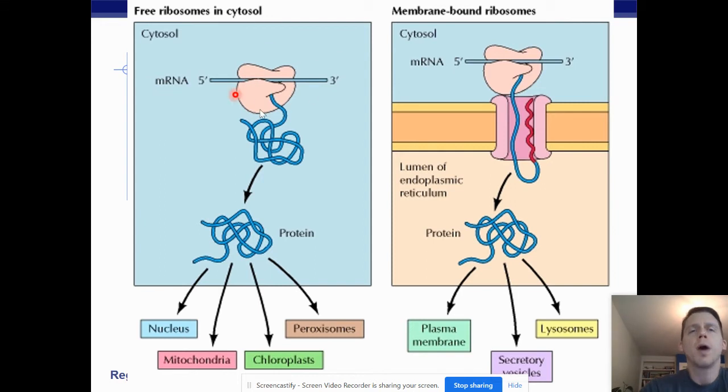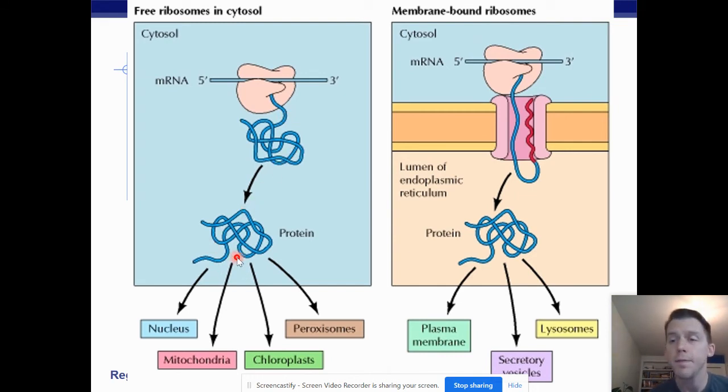So here are the free ribosomes. The free ribosomes are just floating around. These free ribosomes are reading something labeled as mRNA. mRNA is like a copy of DNA. So DNA gets copied into mRNA, and mRNA meets up with a ribosome and makes a protein.